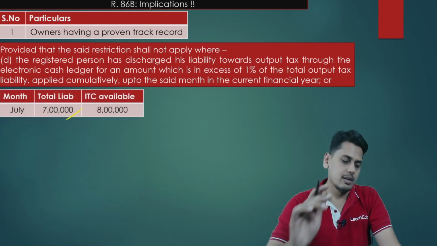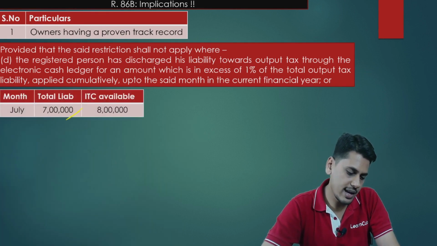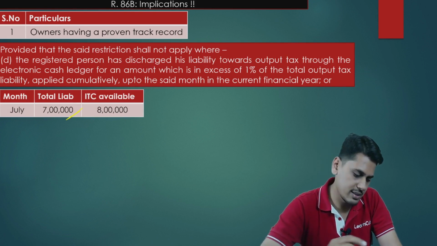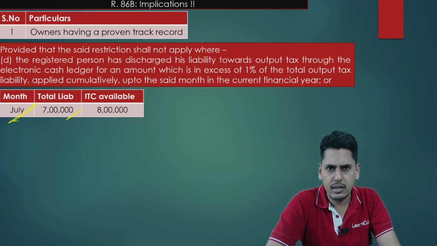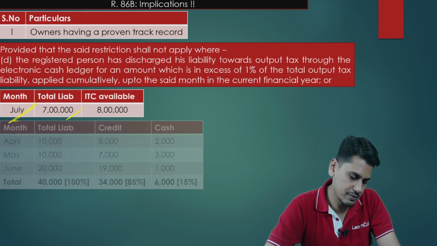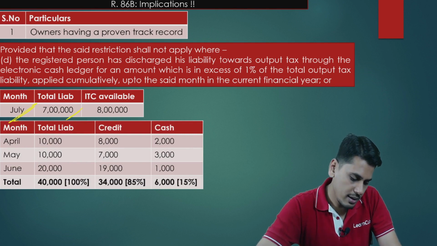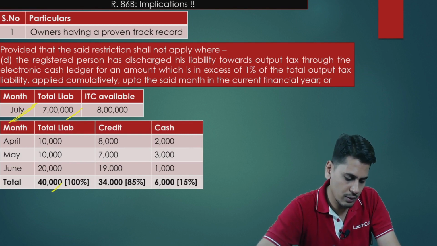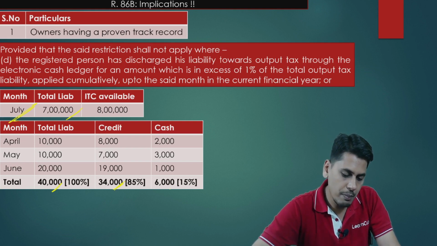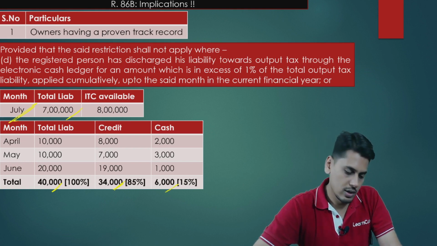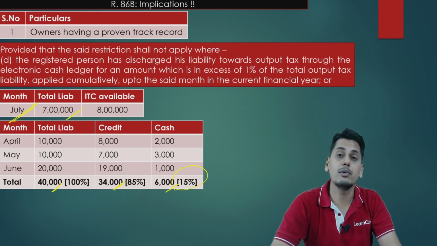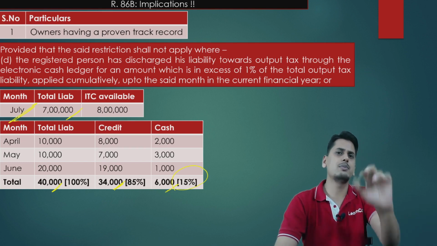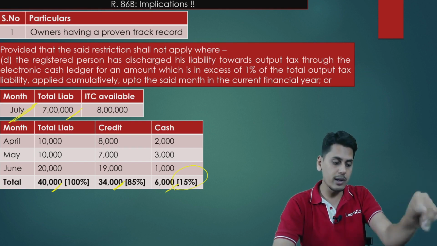Let's take another example. Same statistics. For July, it is 7 lakhs. Input tax credit available, it is 8 lakhs. We are talking about the tax period July. Total liability is 7 lakhs. Input tax credit available is 8 lakhs. We check total liability up to June. April, May and June, it was 40,000. Paid through credit 34,000. Paid through cash 6,000. So if you are considering April, May and June, you have paid 15% from your cash ledger, which means 86B you have already complied or it is not required to be complied for July.